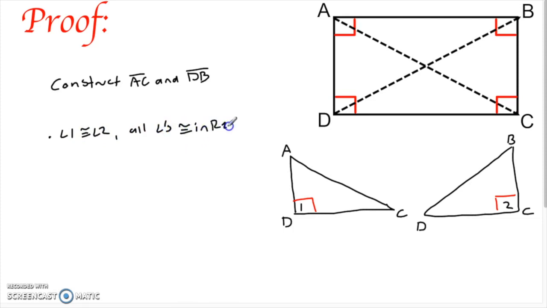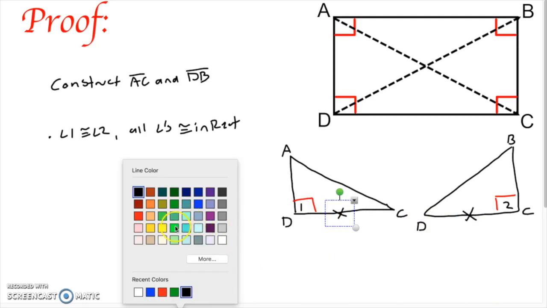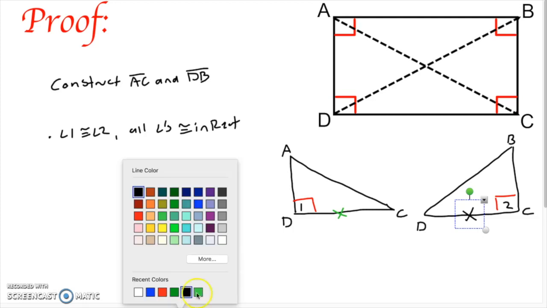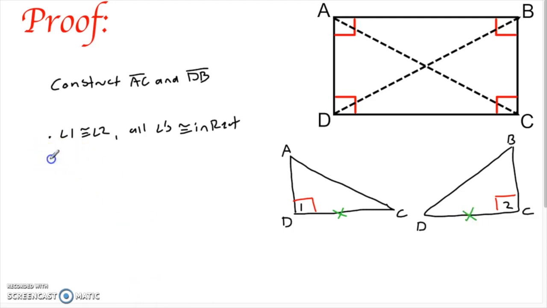What else do I know about those triangles? Well, they share this side, don't they, DC? That's literally the same side down there. So if they share that side, we can talk about having a reflexive property on DC, and that'll give us a pair of sides in our triangles. What else? We're going to need one more thing to get those triangles congruent.